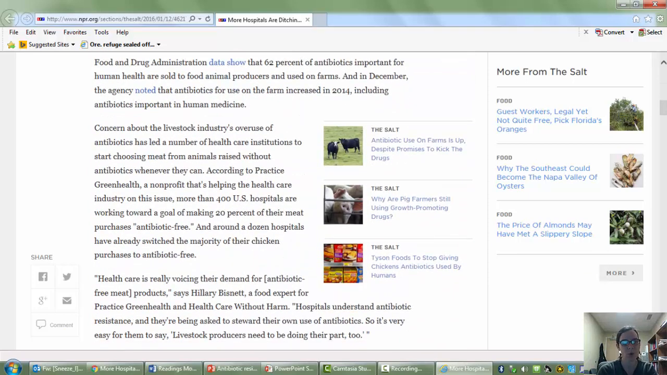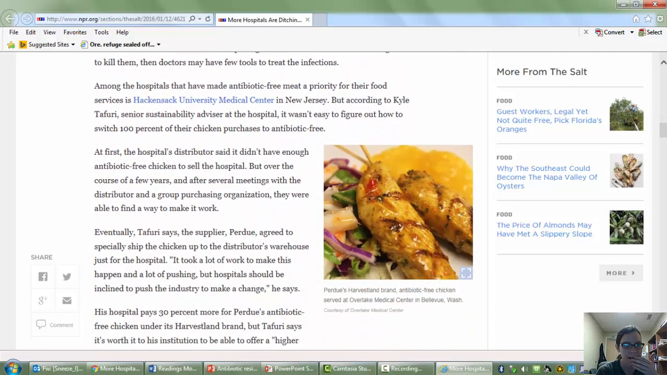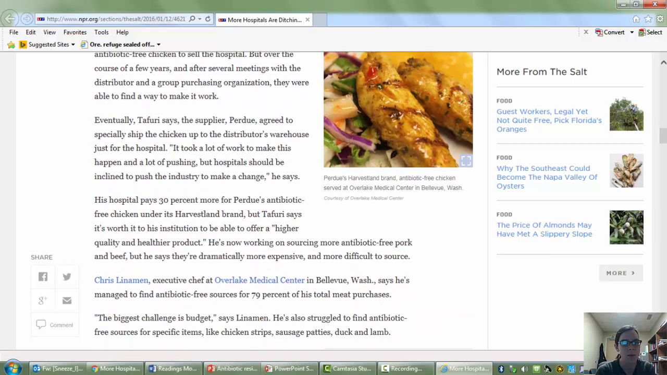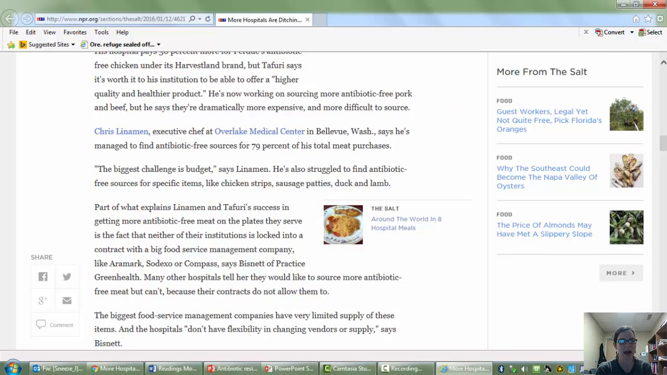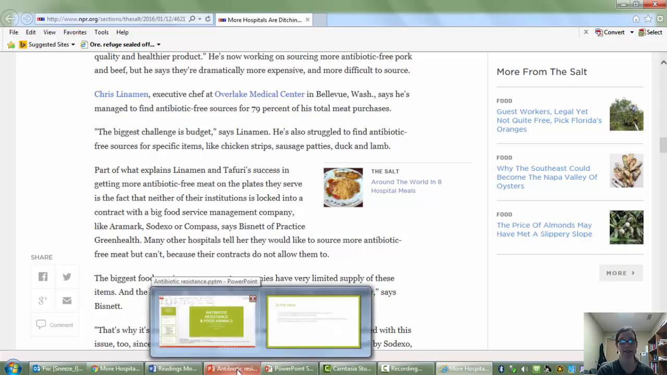But I think one really important issue that they bring up in here, let me see if I can find it, is basically that many of the hospitals, okay, here we go. The biggest food service management companies have very limited supply of these items, and hospitals don't have flexibility in changing vendors or supplies, says Business. And I think a lot of times there are these food contracts that really prevent hospitals from using an individual vendor that might have access to these. But really, the biggest problem is that they're just not as available as they need to be.